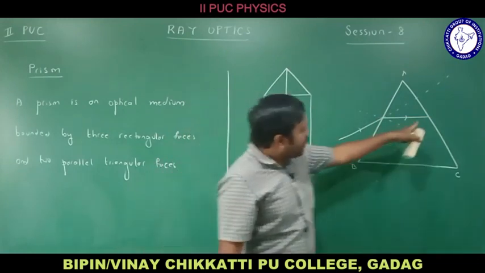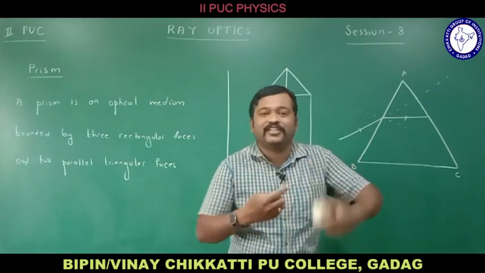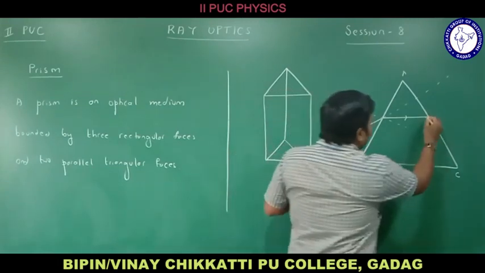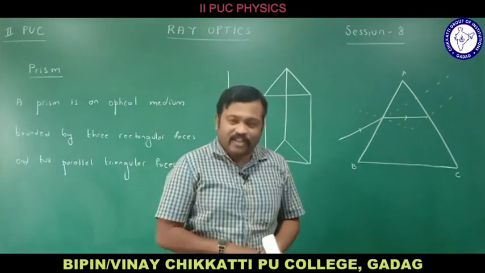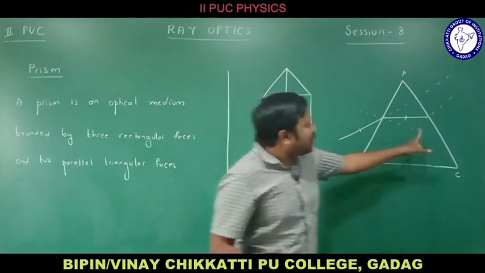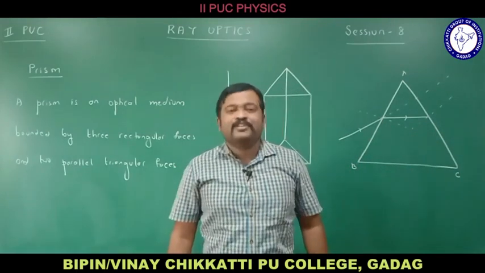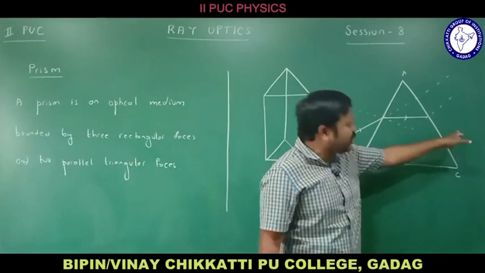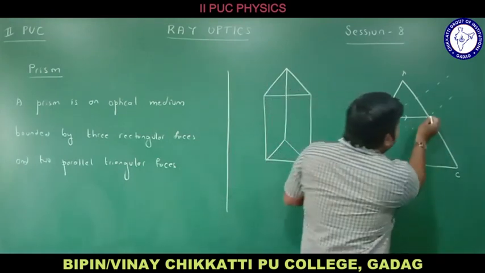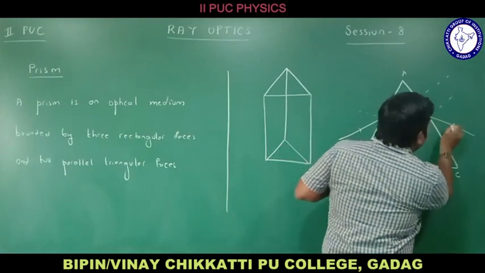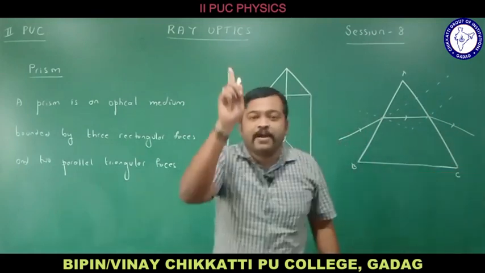Again, at this point, I will take the normal so that we can study how the ray moves here. If I take a perpendicular line, this will be the normal. Now, the ray of light is moving from glass to air. It is moving from denser medium to rarer medium. If a ray of light moves from denser medium to rarer medium, it moves away from the normal. This ray moves away from the normal, and let me call this ray the emergent ray.